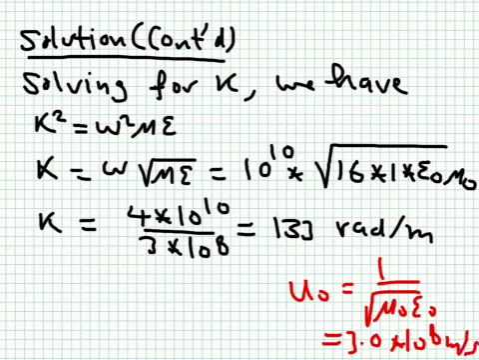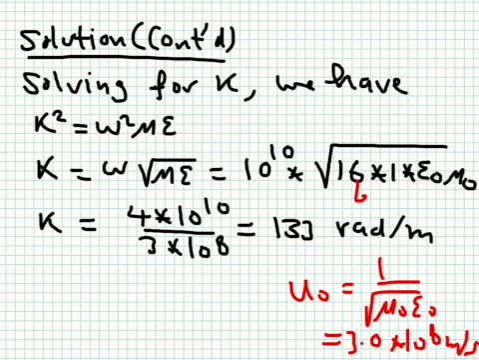And this is what I did here. I took the 16 out, it became 4 outside. And then I replaced the square root of mu naught epsilon naught by 1 over c, and c is 3 times 10 to the power 8. So this will give you here that the phase term is 133 radians per meter.